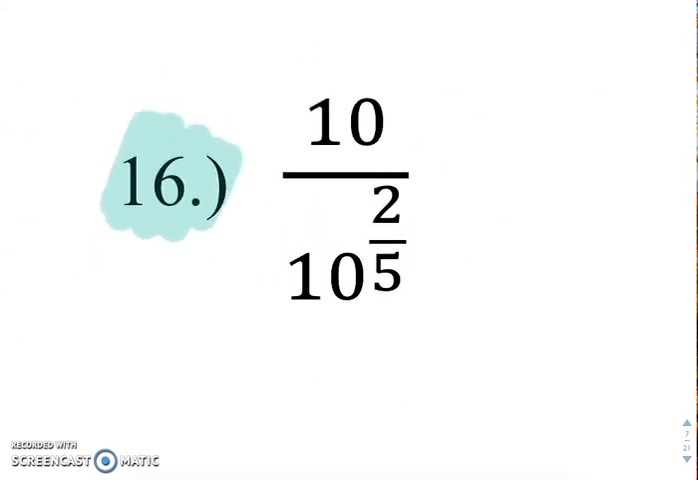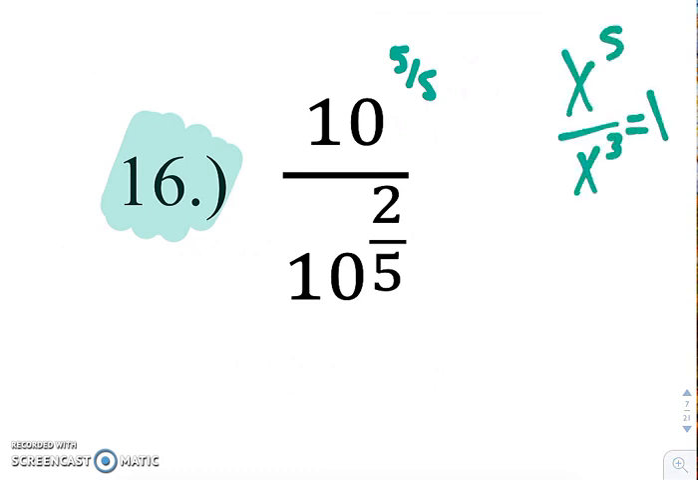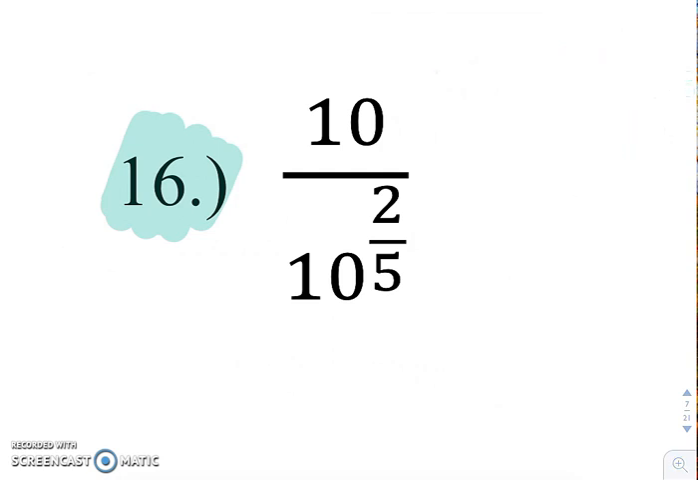So for number 16, if you guys have a division problem, you want to subtract the exponents. If you guys had x to the 5th over x to the 3rd, you'd subtract and get x squared. Same idea here. Now this would technically be 10 to the 1st, but if we're trying to subtract it with 2/5, we want to write the equivalent value of 1 in terms of fifths, which is 5/5. So 5/5 minus 2/5 gives us 3/5.